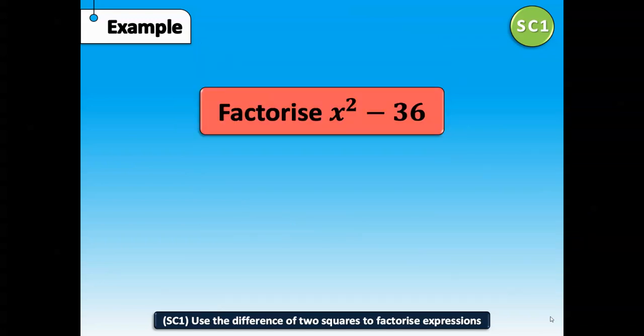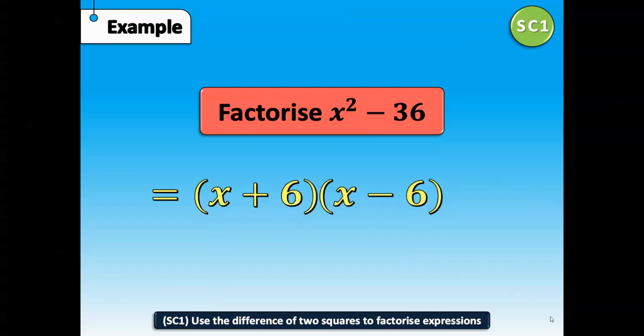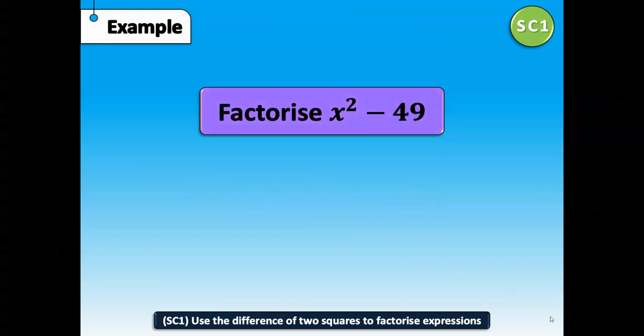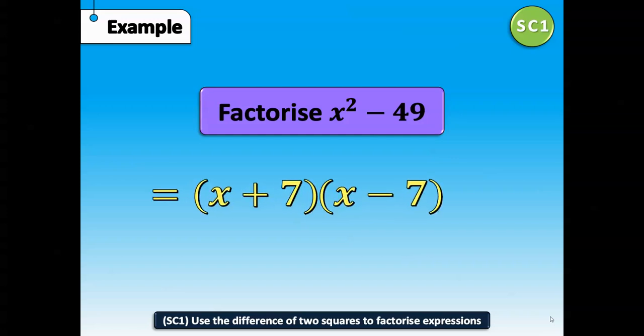So in this example, all we really need to think about is what the square root of 36 is. Well, the square root of 36 is 6. So one bracket will be x plus 6, and the other bracket will be x minus 6. In this example, we think about what would be the square root of 49. Well, the square root of 49 is 7. So one bracket is x plus 7, and the other bracket is x minus 7.